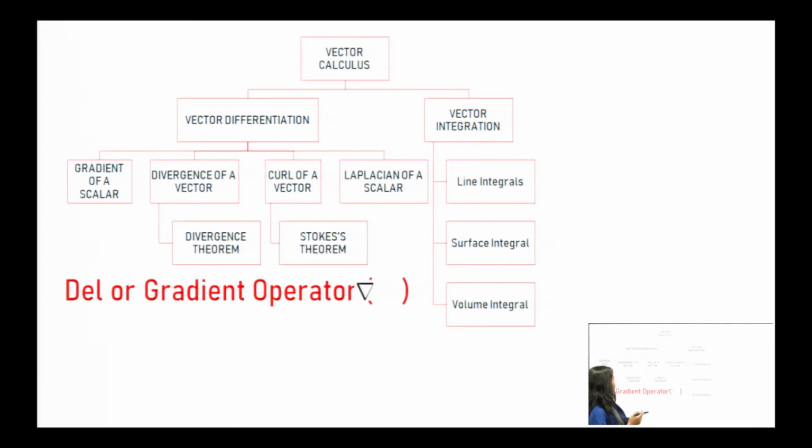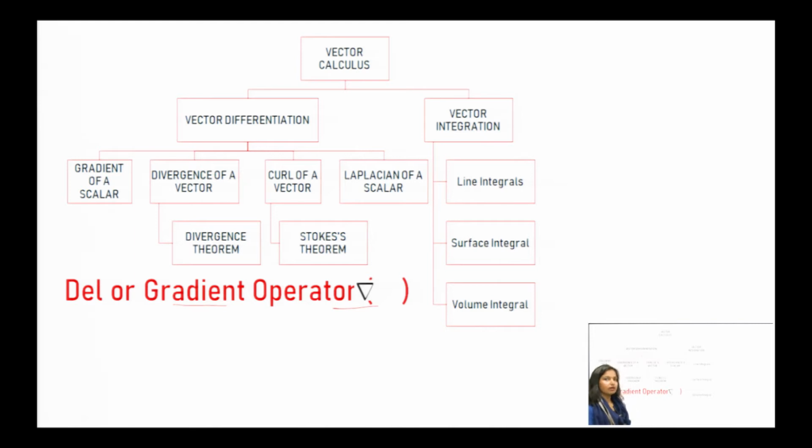To perform vector differentiation we need a special kind of operator which is known as the del operator. This is the del operator. It is also known as the Nabla operator and gradient operator. It is also known as the vector differential operator. With the help of this Nabla operator we are going to derive four other kinds of operators which reveal interesting properties of a field.